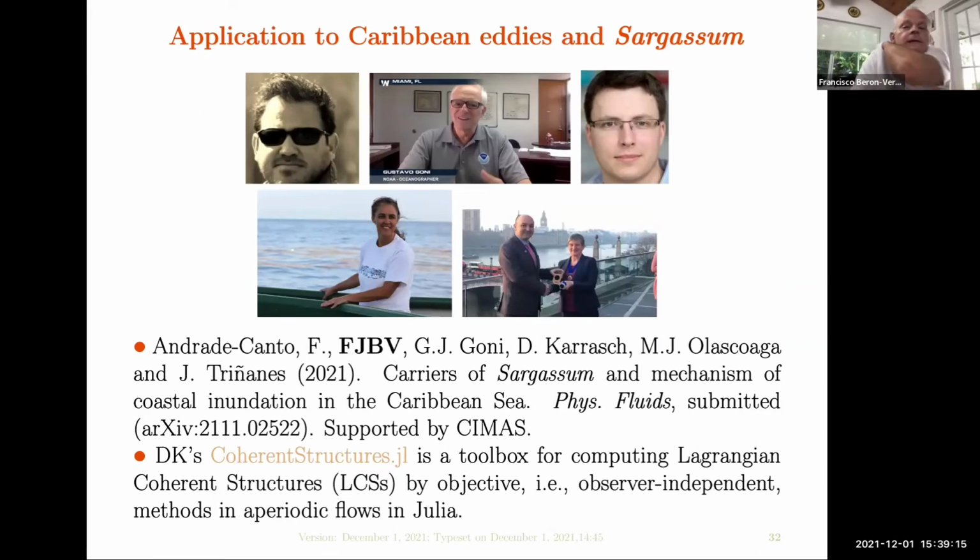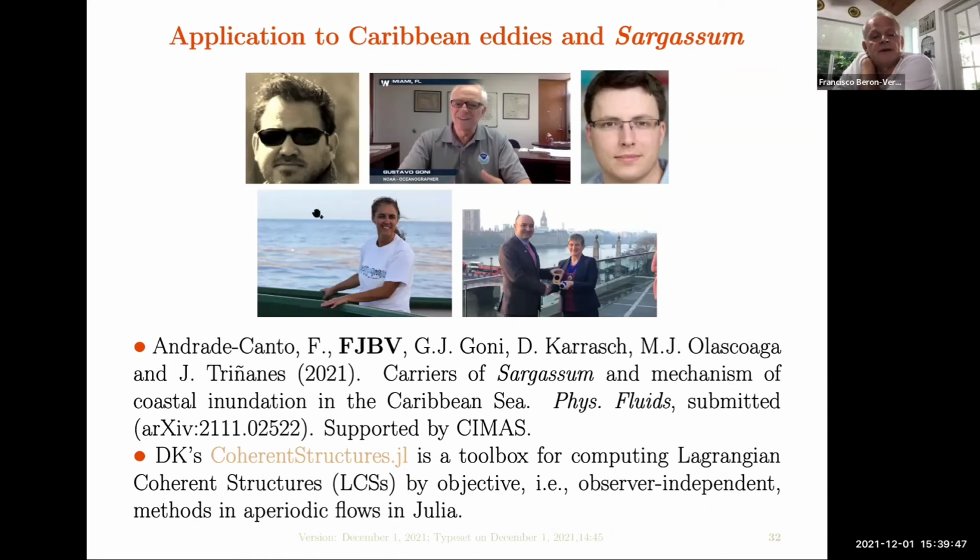Okay, so quickly, in the 5-10 minutes that I have to go, an application to Caribbean eddies. I have these people collaborating in this project, in this paper that's been submitted to Physical Fluids, supported by CIMAS. Fernando Andrade from Ecosur in Mérida is the lead author, with Gustavo Boni, Cross Street, Joaquín Tuñanes, and Josefina Olascuaga, professor of oceanography in the department.